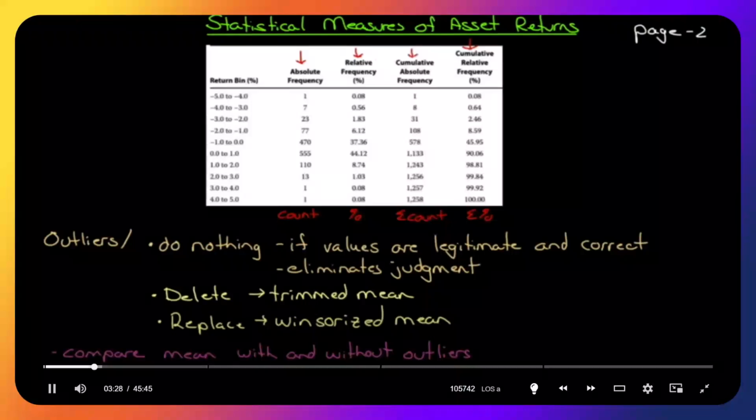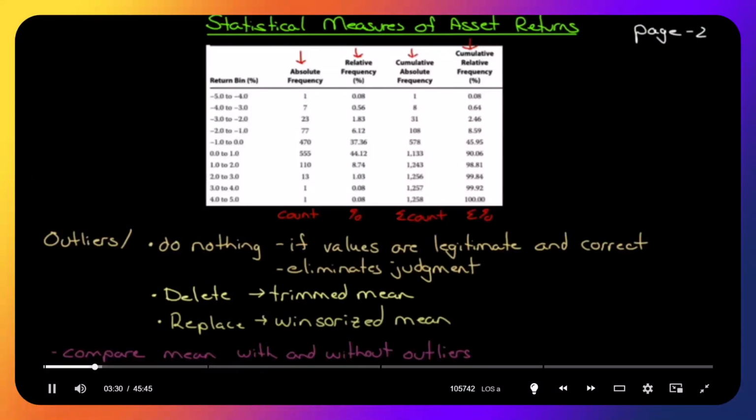Okay, from the chart at the top of the screen, some terms you should be familiar with: absolute frequency, relative frequency, the cumulative absolute frequency, and the cumulative relative frequency. For absolute frequency, this is just a count. This is the number of observations that you would see in each of these particular observation intervals. -5 to -4, there's one observation. -4 to -3, there are 7 observations.